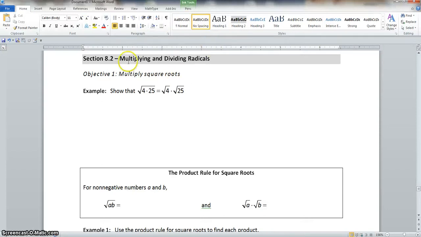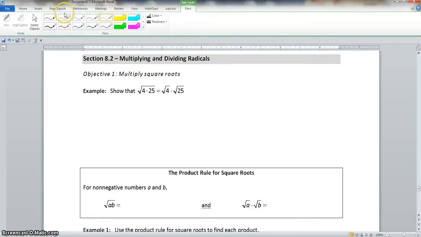Okay, class, we're starting on section 8.2, multiplying and dividing radicals. Now, objective 1, multiply square roots. We show in this example that the square root of 4 times 25 is equal to the square root of 4 times the square root of 25. Now, you can only break the radical up like this when you're doing multiplication.